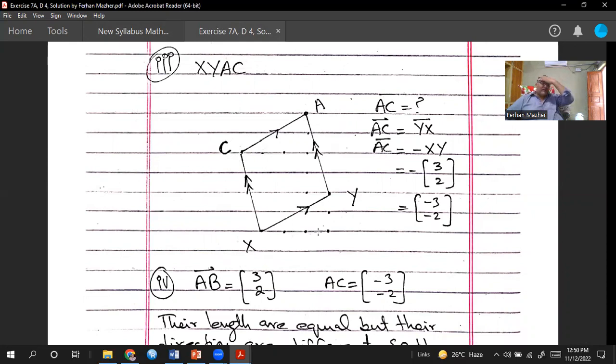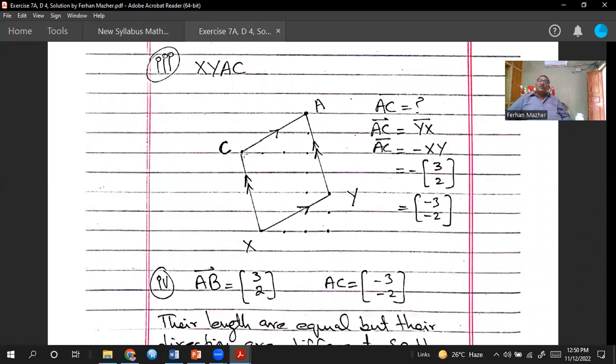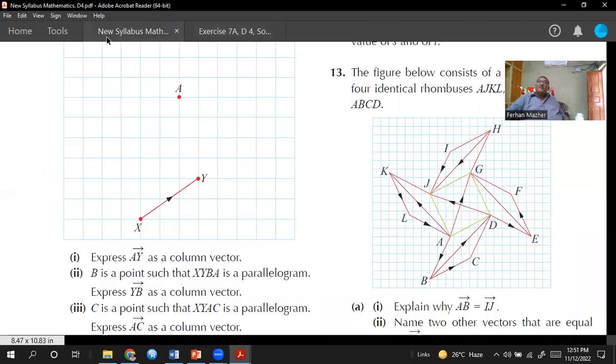One, two, three steps to the left, sorry, to the right, and two steps upward. So from A to C, it will be the negative of the XY. So you will go three steps to the left and then two steps down. So you will get the point C, then you can join them. So AC will be equal to YX, which is minus XY. So it will be minus of (3, 2). So it will be (minus 3, minus 2). So this is how you can find the AC.